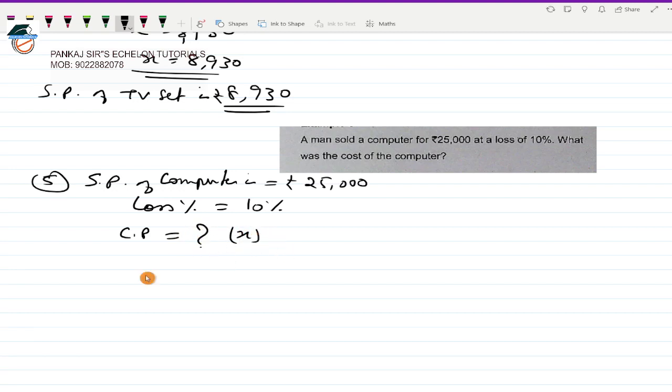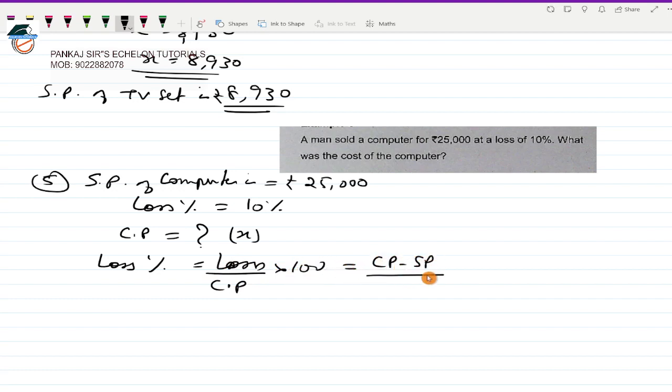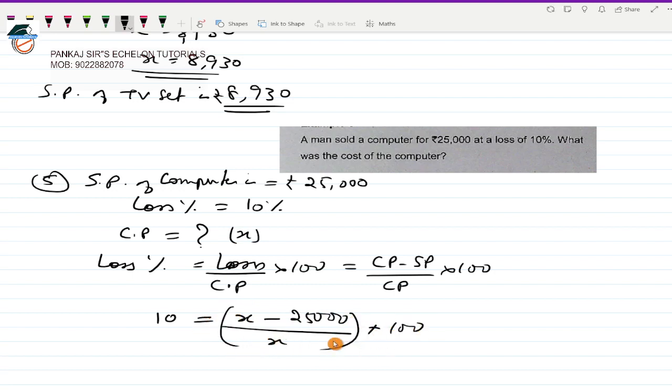Let it be X. So again, we are going to use this formula. Loss percentage is equal to loss divided by cost price times 100. Again, loss will be cost price minus selling price upon cost price times 100. Now loss percentage is given as 10, so I'll take 10 over here. Cost price is given as 25,000. No, it is X, so I'll take X for cost price. Selling price is 25,000 and cost price is X into 100. Now what can be done? This 100 I'll bring over here. So 10 upon 100 will be equal to X minus 25,000 upon X.